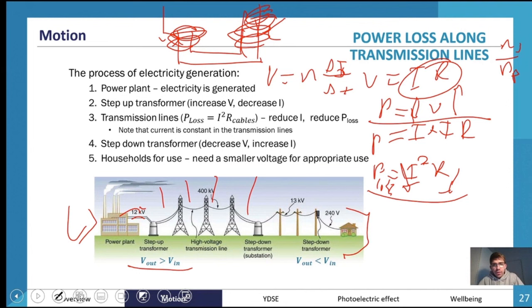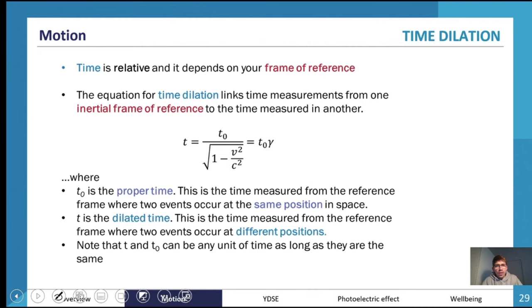We use step-down transformers actually close to our homes. So we use a step-up transformer at the generation side to minimize power loss in the transmission lines, and then we use a step-down transformer before power comes into our homes, otherwise all our appliances will blow up basically. So transformers work on the idea of alternating flux, and they cannot work with a DC supply, they can only work with an AC supply. That is why AC is used a lot nowadays.